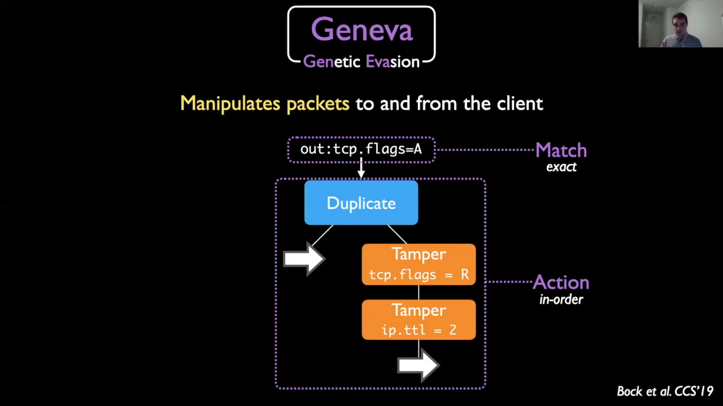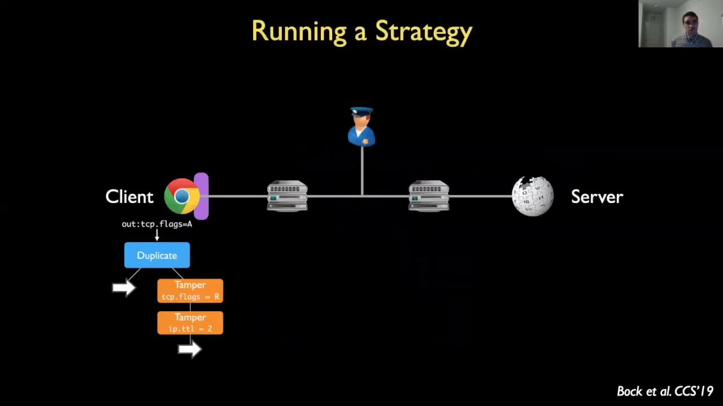So let's see what this looks like on the wire. Running this strategy from the client side, here we have our client again about to make its forbidden request to the server. And the client is about to finish its three-way handshake. Geneva will catch this outbound ACK packet. It pulls it into the tree. We duplicate it. To one side, we're done. To the right side, we change it to a reset. We change the TTL. And then we do an in-order traversal of the trees and send the packets accordingly. And you'll notice this exactly implements the strategy I told you at the very beginning. So this is Geneva in a nutshell.